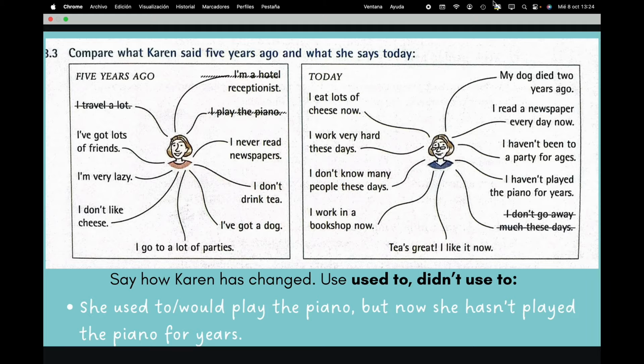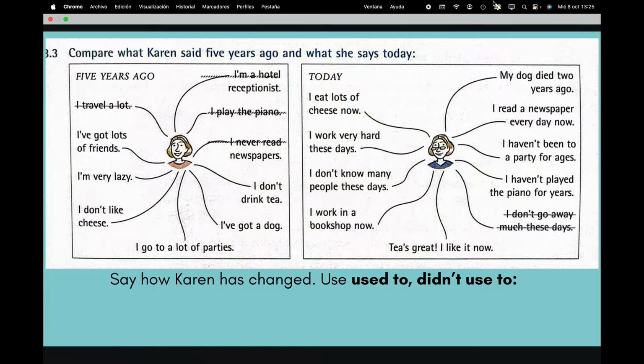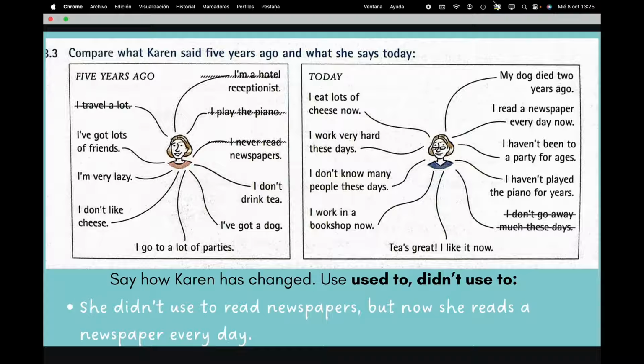Now let's take a look at a negative example. And the example is, I never read newspapers. Okay, so we could say, all right, so she didn't used to read newspapers if we want to make it in the negative, but now she reads a newspaper every day. So here in this example, we have used to in the negative, which is, remember, didn't used to with no final D at the end.